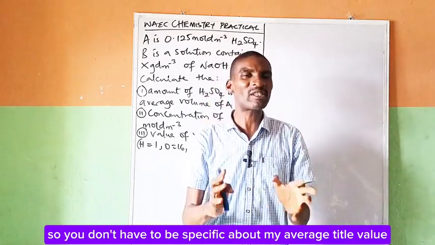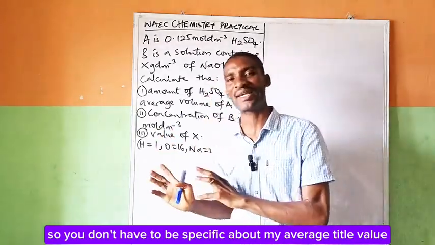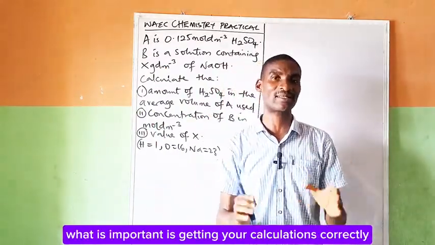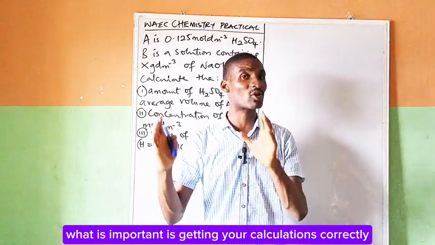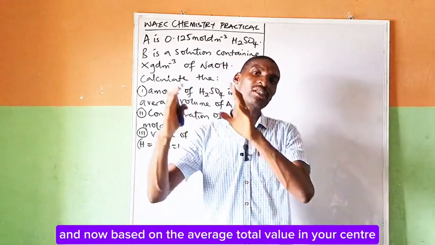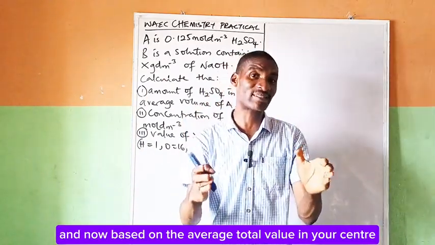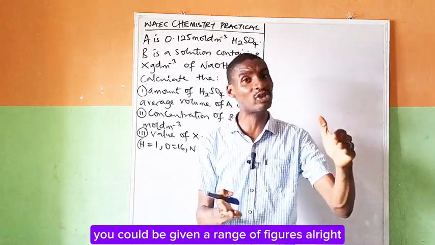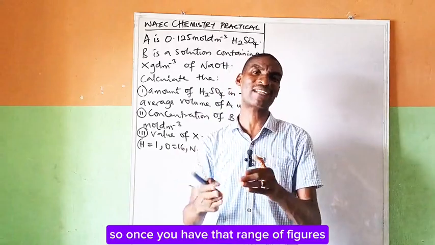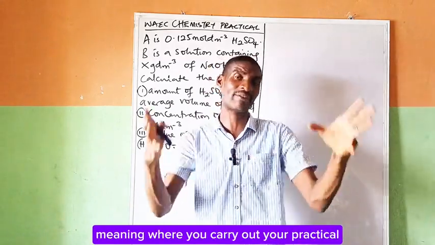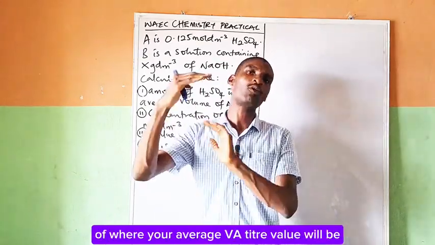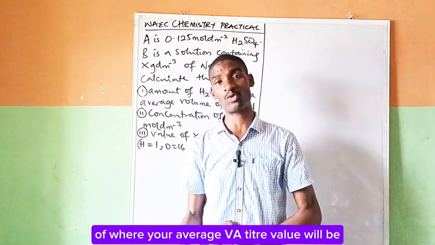So you don't have to be specific about my average titre value or any other one you find out there. What is important is getting your calculations correct. And that is why, based on the average titre value in your center, you could be given a range of figures. Once you have that range, this is the range where your average titre value is supposed to be when you carry out your practical.